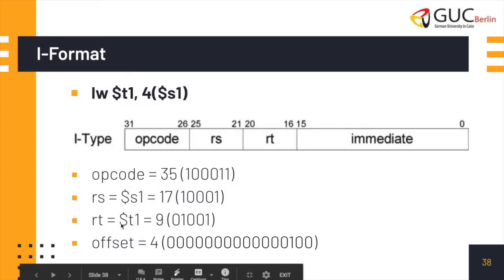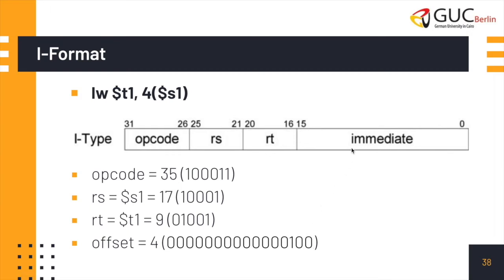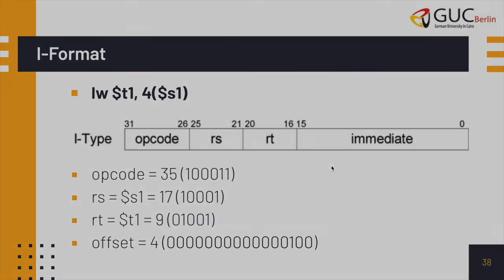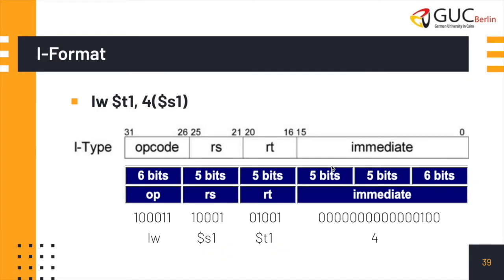Finally, we have the offset, which is number 4 or decimal 4. Converting 4 into binary will be 100, but since the immediate or offset field takes 16 bits, I need to extend it to the left by 0. So I will add 13 zeros to the left. Okay? Now we will have this instruction.